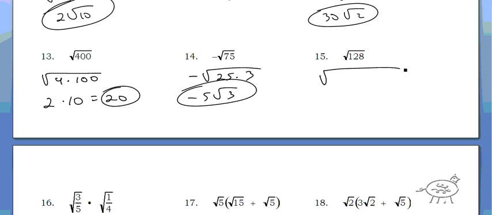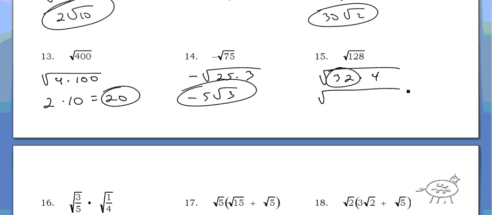Again, you're trying 4. So if I did 128 divided by 4, I got 32. So let me write that out. 32 times 4. Well, you should recognize you can do more than just take another 4 out. In fact, if you can recognize this, you can take a 16 out. 16 times 2 is 32.